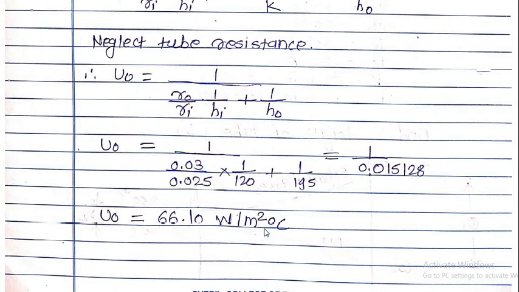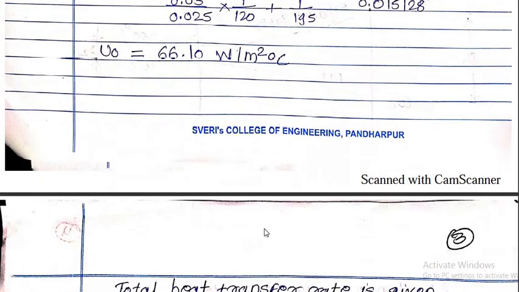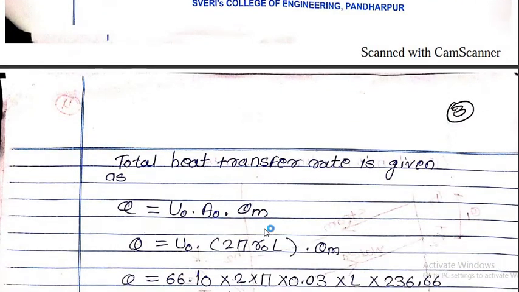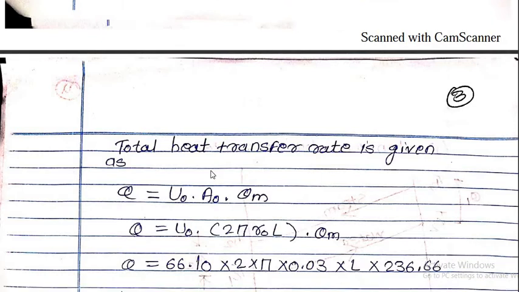Now we get the theta m, that is nothing but LMTD, and U naught. Now next we have to find out the Q, that is nothing but heat transfer rate. Okay, so we know the equation for the Q. Actually Q is provided as a given quantity. We need to find out the total length required to transfer that amount of heat. We know the relation for the total heat transfer rate by heat exchanger, that is Q is equal to U naught multiply by A naught multiply by theta m.